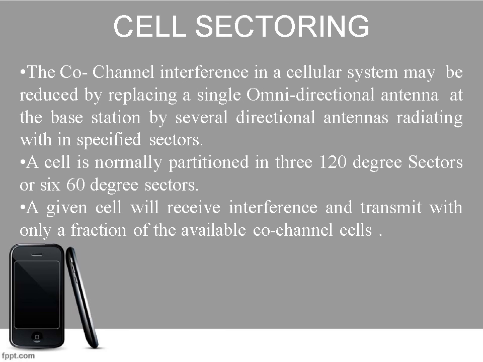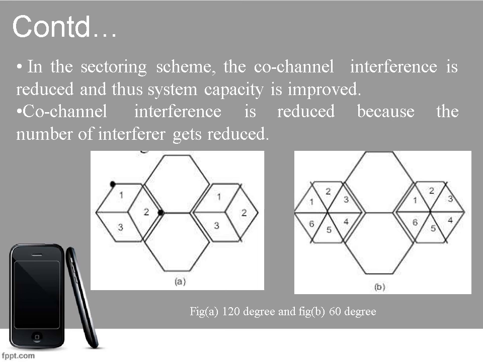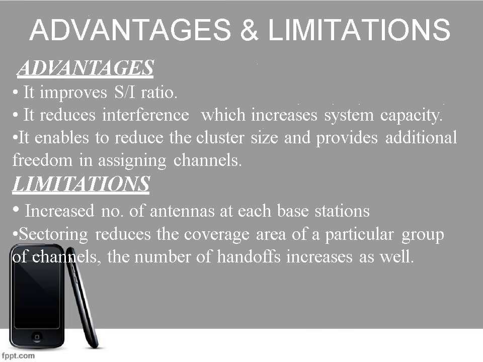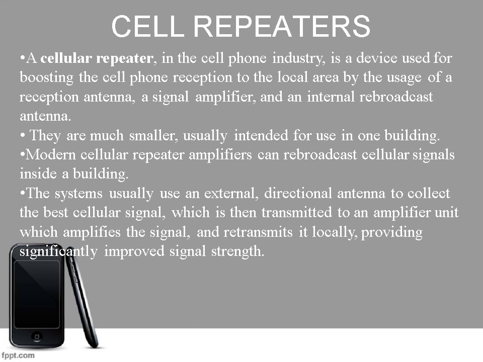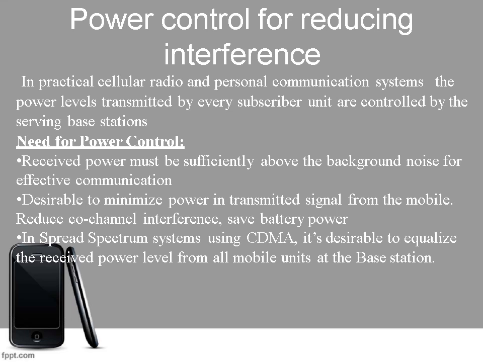Cell sectoring is where the co-channel interference in a cellular system may be reduced by replacing a single omnidirectional antenna at the base station with several directional antennas radiating within specified sectors. This is represented for 120 degree and 60 degree sectors. The advantages and limitations are given here. Then cell repeaters are devices in the cell phone industry used for boosting cell phone reception in a local area by the usage of a reception antenna, a signal amplifier and an internal rebroadcast antenna. This is the diagram for it.